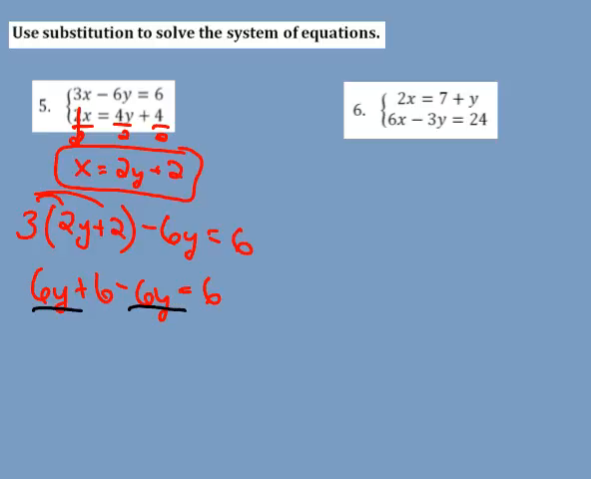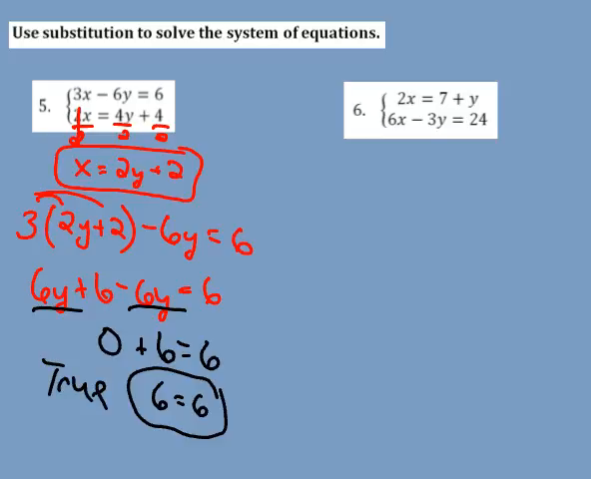6y minus 6y is going to be 0. So I'd really have 0 plus 6 equals 6. And that's going to be 6 equals 6. Right? This is a true statement. And then the other thing you should know is this is all solutions. All values are going to work. It's good we had a problem like that.